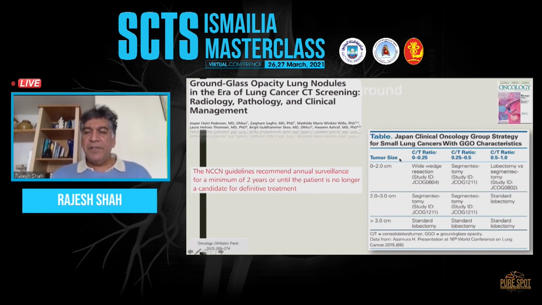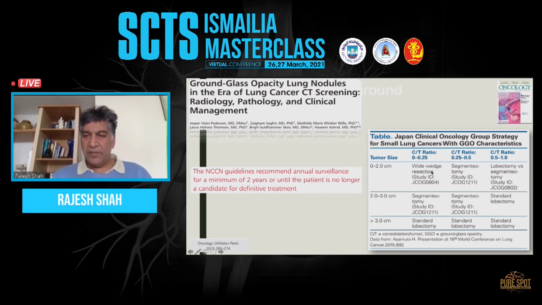This is again the Japanese guidelines on what kind of surgery should be considered in GGOs. So if they're more than 3 centimeters in diameter, then a standard lobectomy is what is advisable. If they are 2 to 3 centimeters in diameter, then what the Japanese colleagues use is the CT ratio, which is the consolidation to tumor ratio. And depending on that, one can consider either a segmental resection where the CT ratio is less than 0.5, but if it is more than 0.5, then standard lobectomy is considered.